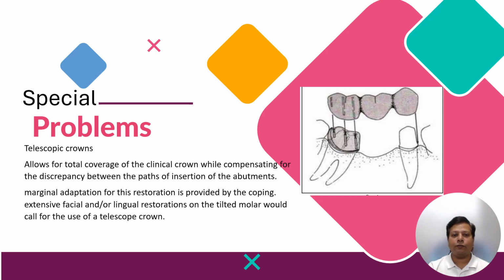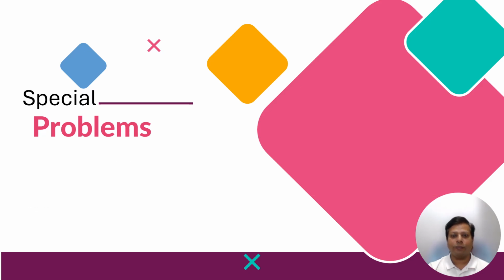It basically allows for the total coverage of the clinical crown while compensating for the discrepancy between the paths of insertion of the abutments. Here the marginal adaptation is completely given by the coping and is indicated where there is extensive facial or lingual restoration on the tilted molar, which would call for the use of this type of restoration.